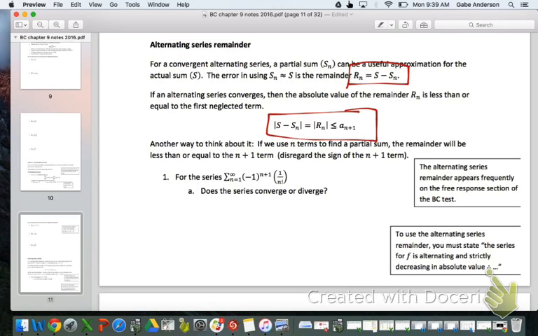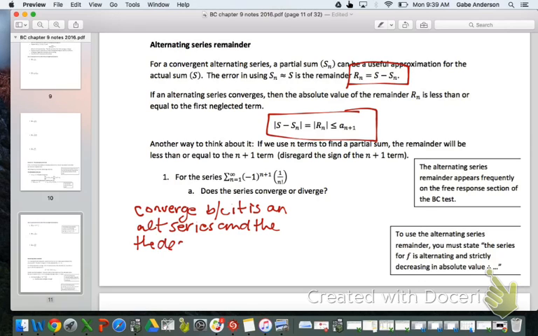Converges. Okay, if we had to put a reason for that, what would you say? Converges because it's alternating and approaching zero. It is an alternating series. And I want you to use wording along these lines: alternating series and the terms decrease in absolute value to 0.